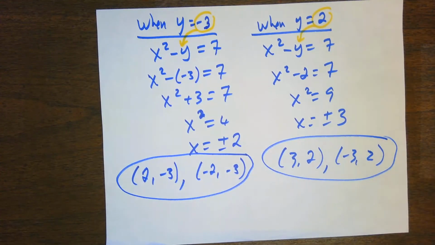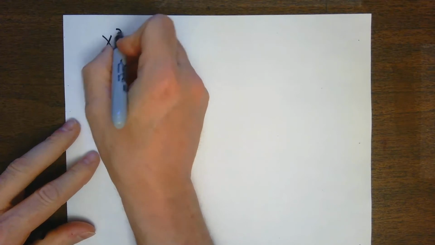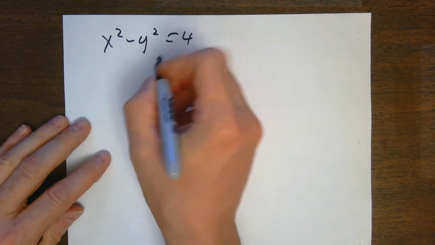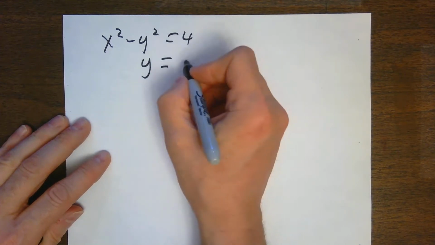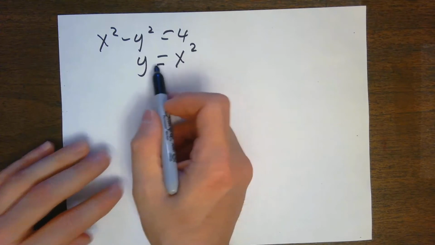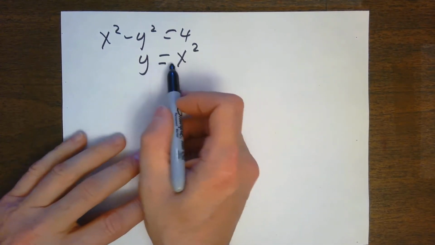All right, let's take a look at one more example of a nonlinear system. And in this system, we're going to have x squared minus y squared equals 4, and y equals x squared. Now we know that that's a nice, well-behaved parabola, y equals x squared. As a matter of fact, that's the parent function of parabolas.